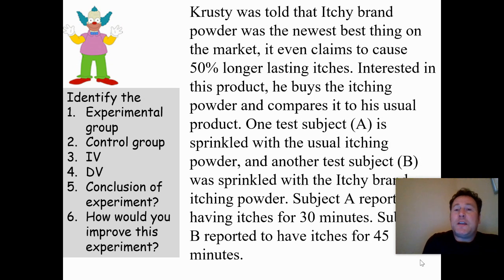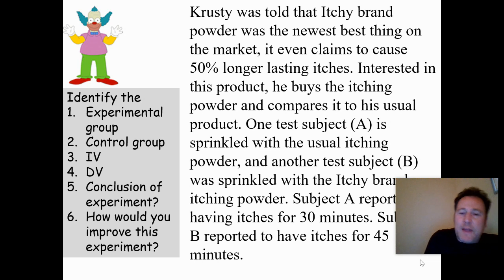All right, Krusty was told that Itchy Brand powder was the newest, best thing on the market. It even claims to cause 50% longer lasting itches. Interested in this product, he buys the itching powder and compares it to his usual product. One test subject, A, is sprinkled with the usual itching powder. Another test subject, B, is sprinkled with the Itchy Brand itching powder.